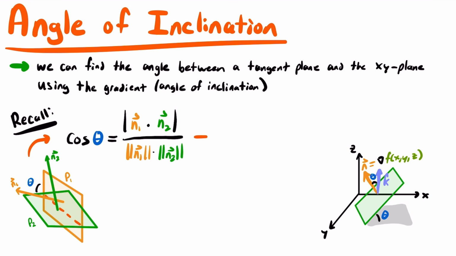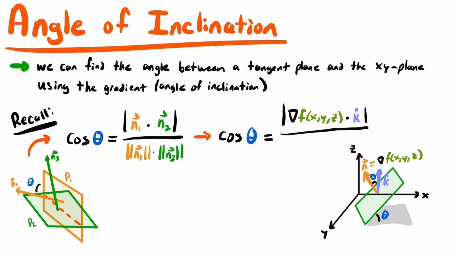So, setting up this formula, we get cosine of that angle of inclination is equal to the absolute value of the dot product between those two normal vectors. So we have the gradient of f of x, y, z dot vector k, and then that's divided by the product of their magnitudes. So we have the magnitude of del f of x, y, z, and then that's multiplied by the magnitude of vector k. But remember, vector k is a standard unit vector, so its magnitude is just 1.